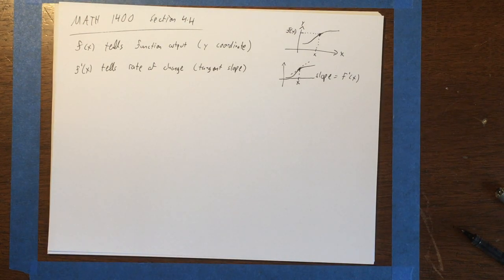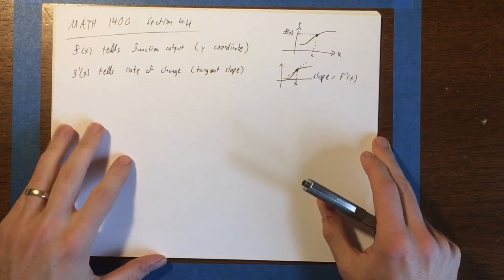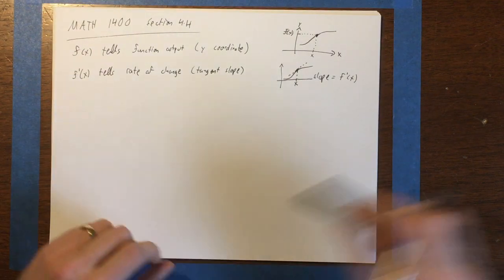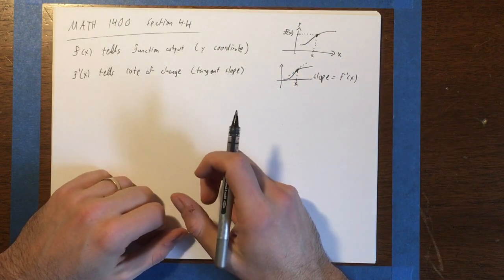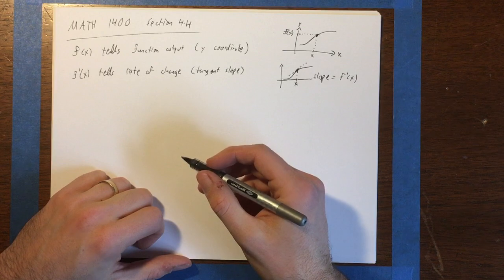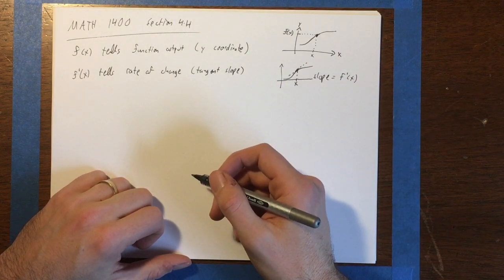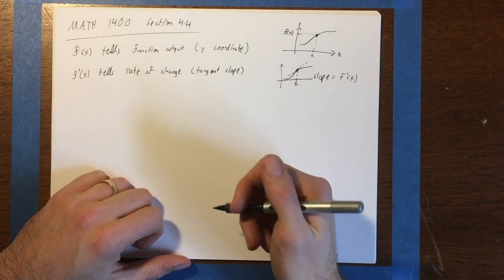All right, so moving on to a new section. This is section 4.4. In this section, we are going to study the second derivative, f prime prime, or f double prime, as we say it, and what it has to do with the graph of the function f. We're going to learn about something called concavity, and we're also going to learn another derivative test, the second derivative test, for determining whether critical numbers are minimums or maximums.